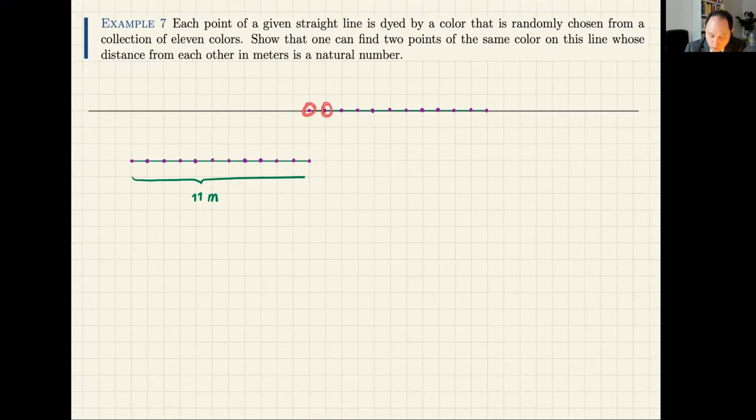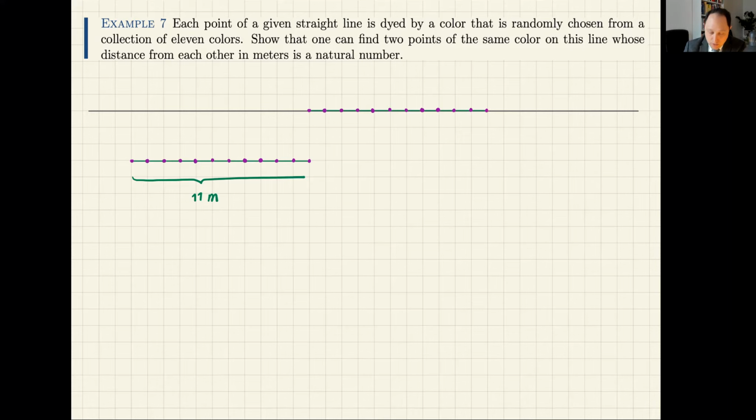But how many points are there? There are 12 points, but how many colors are available? I have only 11 colors available. So using the pigeonhole principle, it is guaranteed that at least 2 of these dots are of the same color. Is that understandable? I have 12 dots, so I have 12 pigeons, but I have only 11 colors, 11 pigeonholes. So it means that there should be at least 2 of them having the same color. Okay?